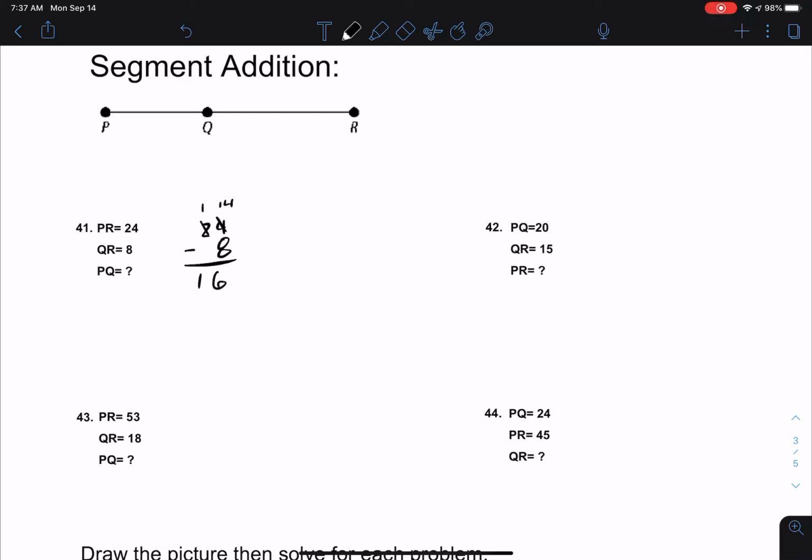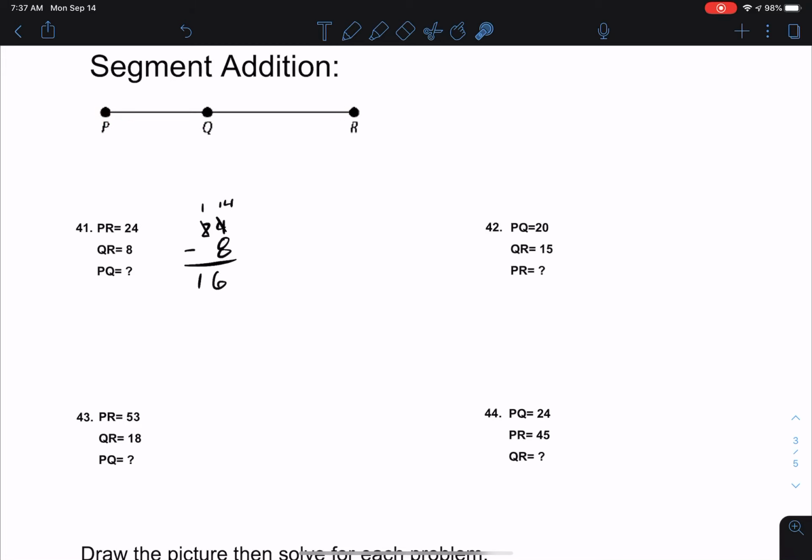It says PQ. So PQ is 24 is what it's saying. And then it says PR, P to R. Again, I'm looking at 44 down here. Again, that's PQ is 24. So this little guy here is 24. And P to R, so the big guy, is 45.